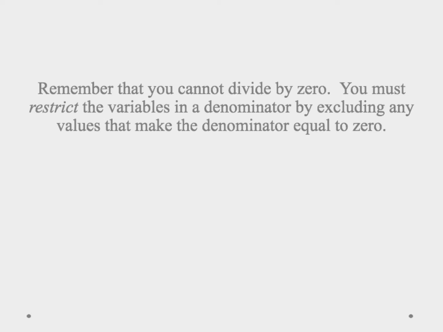Remember that you cannot divide by 0. You must restrict the variables in a denominator by excluding any values that make the denominator equal to 0. So that's what I did in the last problem. You have to restrict the variables.